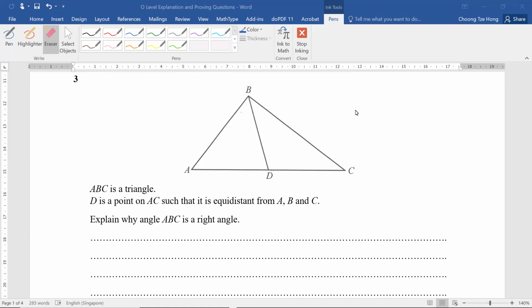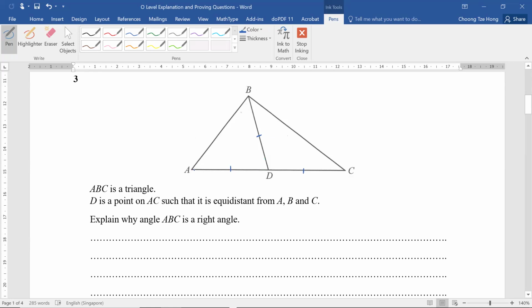We are told that ABC is a triangle. D is a point on AC such that it is equal distance from A, B and C. One of the things that you should do for questions like this would be to mark out on the diagram the information that is given to you. Over here we are told that point D is a point on AC and is equal distance from points A, B, and C. So this means that the lengths AD, BD, and DC are the same length.